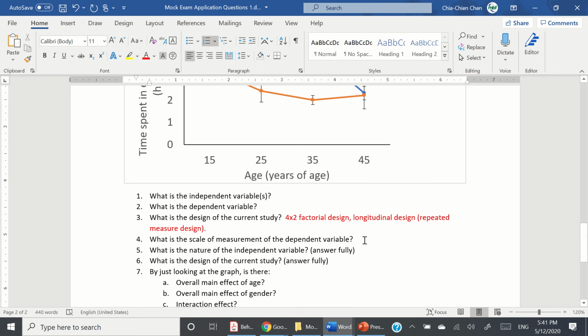Number five, what is the nature of the independent variable? In terms of age, the nature of the independent variable is continuous, because it's a number of years. And 30 years of age is exactly 2 times as much as 15 years of age, so it runs on the same spectrum, therefore it's continuous. And that's the age. Now, what about the gender? The gender is discrete, right? Because it's indivisible. So that's that.